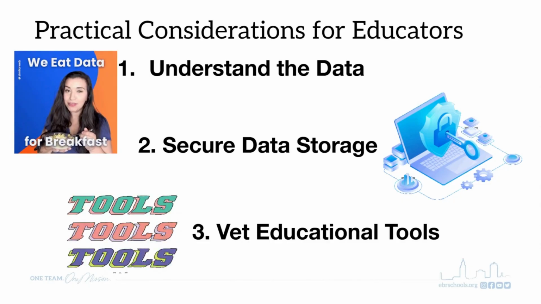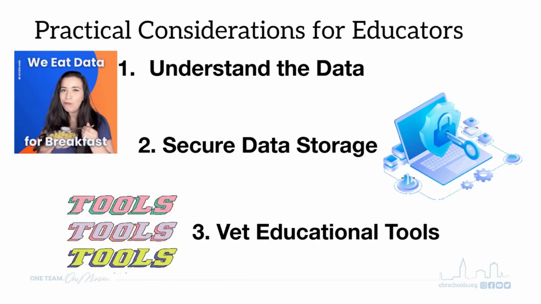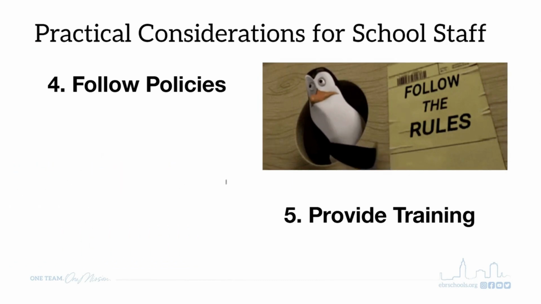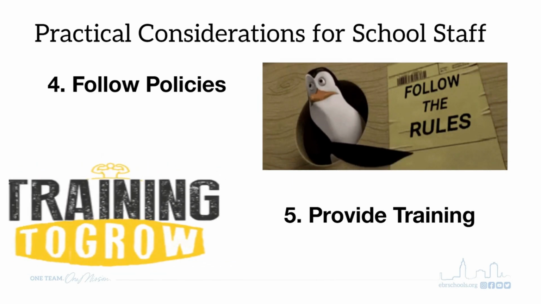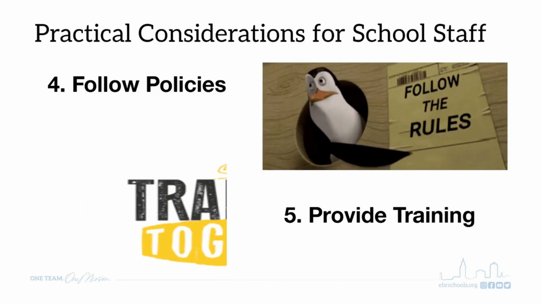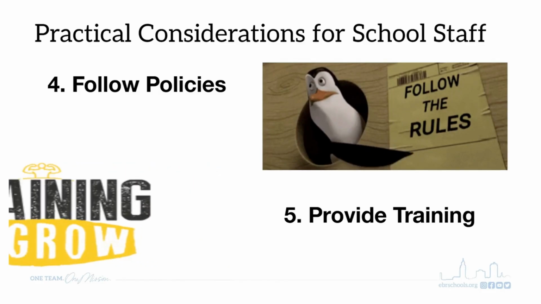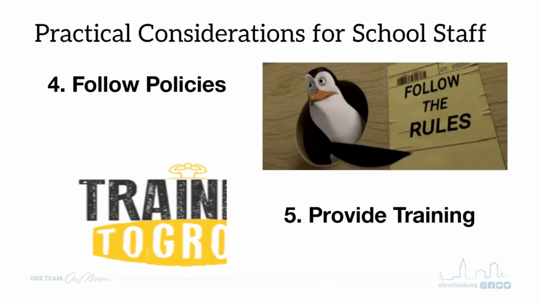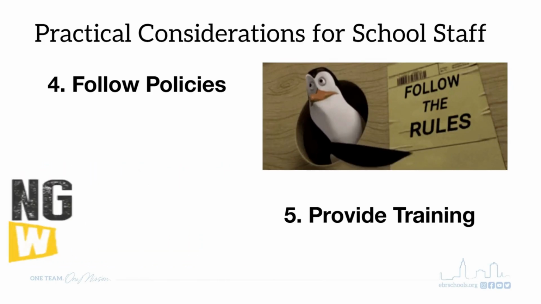Number 3, vet educational tools. Schools should have processes to identify and approve educational apps and services, ensuring they comply with privacy laws before students interact with them. Number 4, follow policies. Adhere to school and district policies regarding data use, access, and sharing. And number 5, provide training. Participate in data privacy and security training to build confidence in handling student data ethically and responsibly.